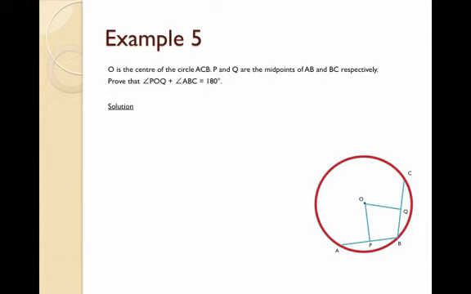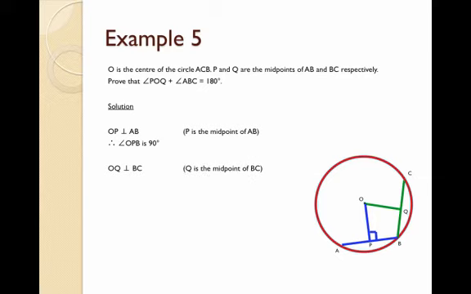A hint would be to use the theorems you have just learned and use the fact that POQB is a quadrilateral, whose angle sum is 360 degrees. Okay, we will begin by stating that OP is perpendicular to AB because P is the midpoint of AB. Therefore, angle OPB is 90 degrees. We also know that OQ is perpendicular to BC because Q is the midpoint of BC. Therefore, angle OQB is also 90 degrees. So those two angles, OPB and OQB, add up to 180 degrees.